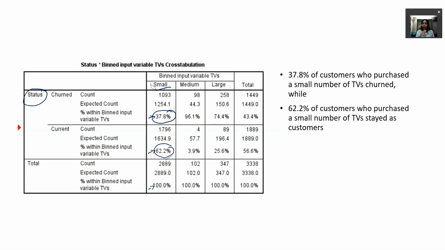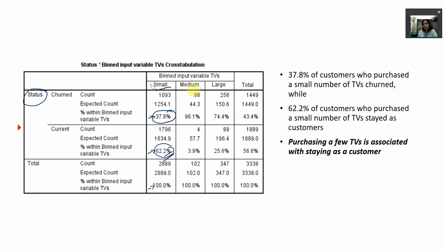So here, from this particular analysis of just the small number of TVs purchased with respect to the customer status of churned and current, we find that purchasing few TVs is associated with staying as a customer, because this particular percentage is higher. So if a customer purchases a small number of TVs, then they stay as a customer with us.